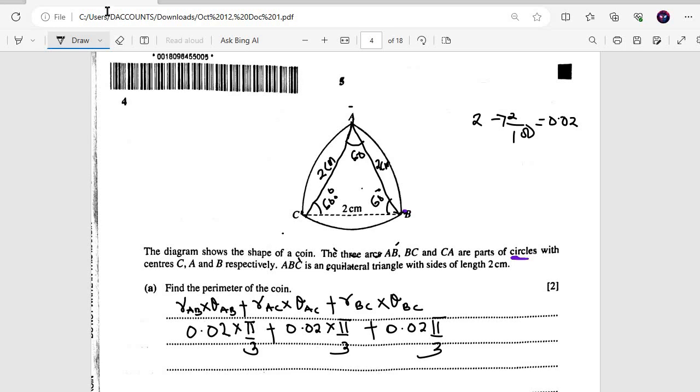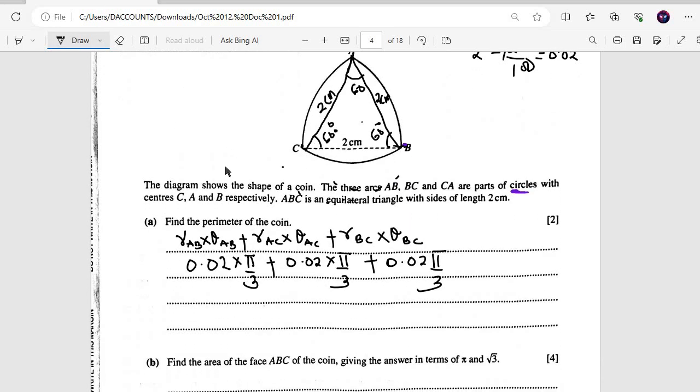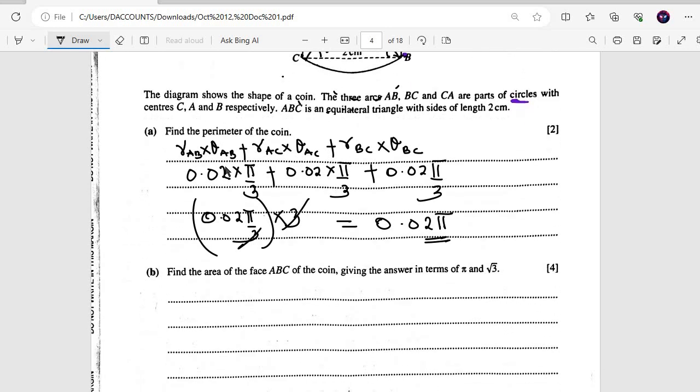I converted to pi/3 because in circular measure you have to be in radian. At the end of the day, we have 0.02 pi/3. We have 3 arcs, so multiplied by 3. 3 cancels 3. So what do you have? 0.02 pi. That's the perimeter of the coin.